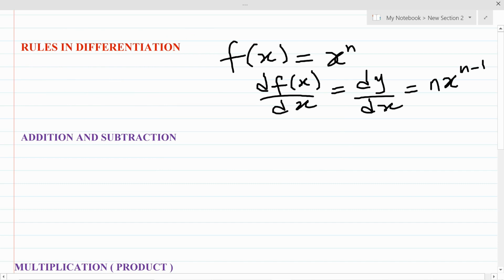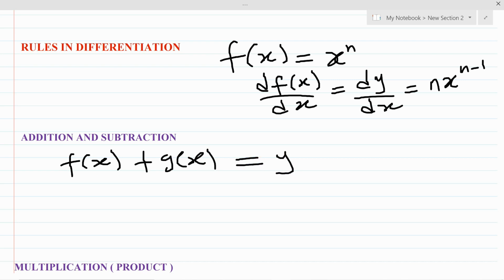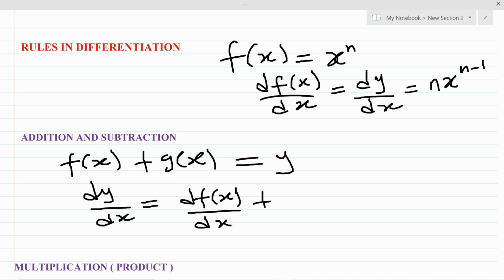With addition and subtraction, if I have two functions, let's say f of x plus g of x, and let's say the whole of this is equal to y, then my dy dx is actually equal to df of x dx, meaning just differentiate f of x, then dg of x dx, just like that. So if they are adding like this, what you do is just differentiate them term by term and add them.